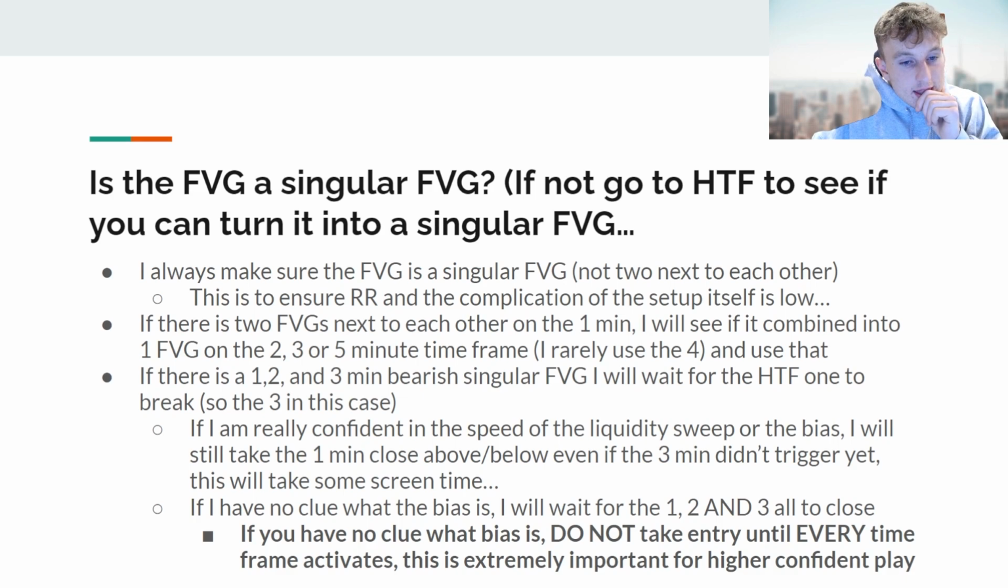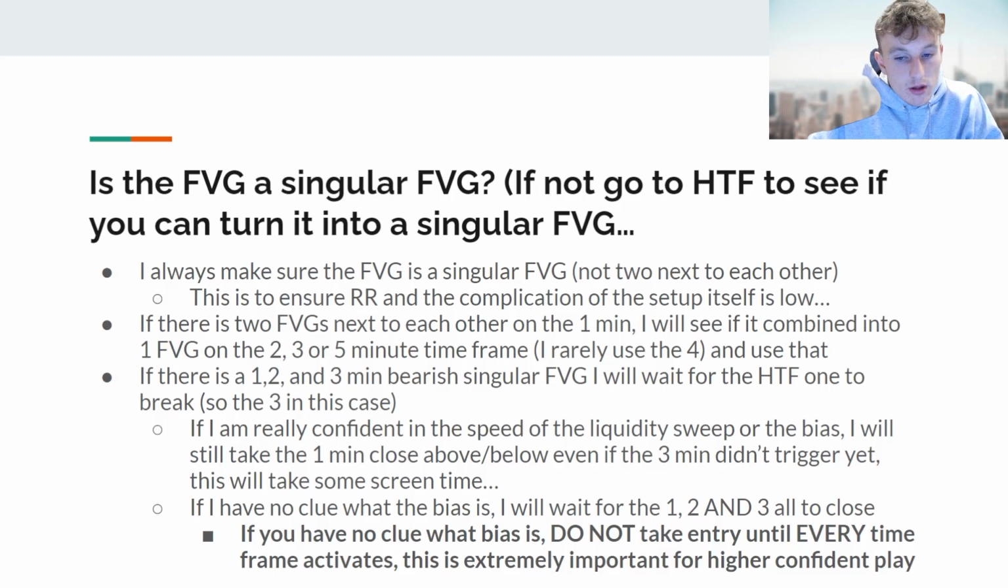Okay, this will obviously take some screen time, and I'll show you an example in a second. But again, if you have no clue what the bias is, I will wait for all time frames. So basically, if you do know what the bias is, you can jump the gun and take the 1 or 2 or whatever and not wait for the 3.